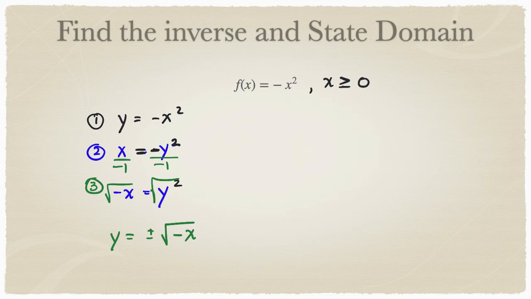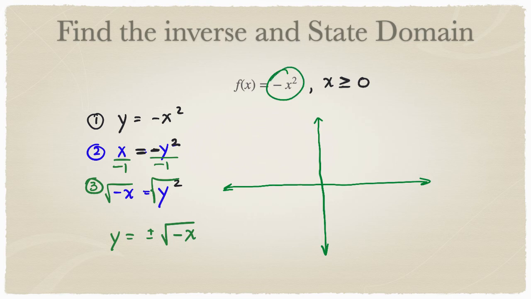Now, we do have that plus or minus, so it's going to be a little bit complicated to try and figure out, okay, do I want the plus root negative x or the minus root negative x? And this is where this concept of graphing is going to help us. So the first thing I'm going to do, and I could pull up Desmos for this if I wanted to, is graph y equals negative x squared.